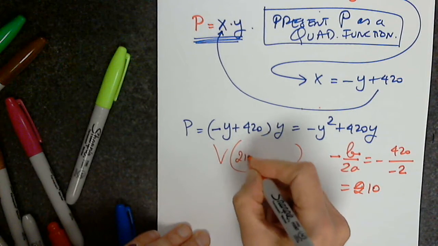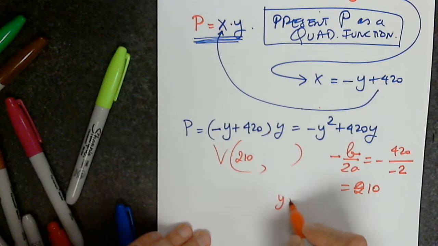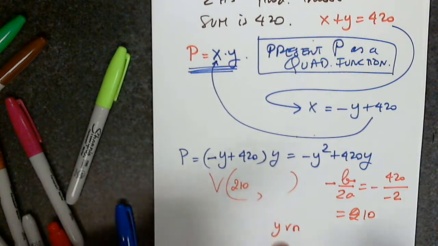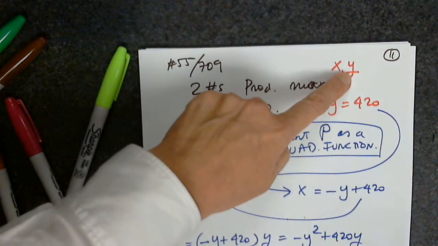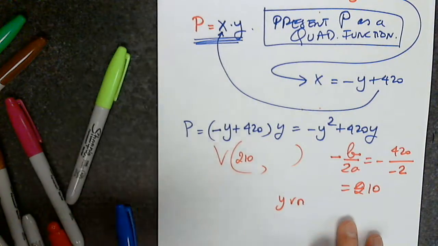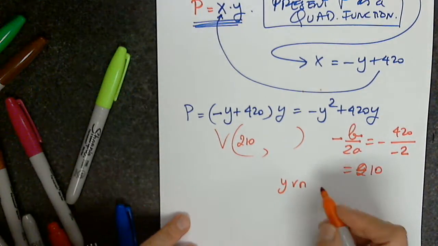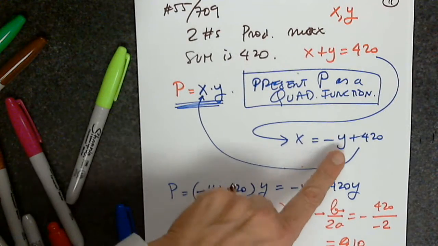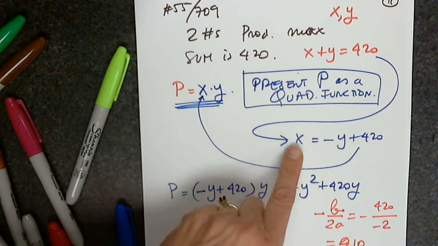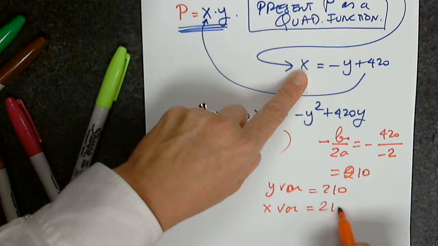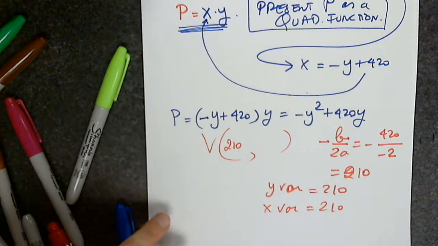So the y number, not the y variable, I don't want to confuse. We denoted one number by y. It doesn't mean that it's this y. We just denoted it by y. Okay? So the y number is 210. If y is 210, can anyone identify the other number? Exactly. 420 minus 210 is 210.